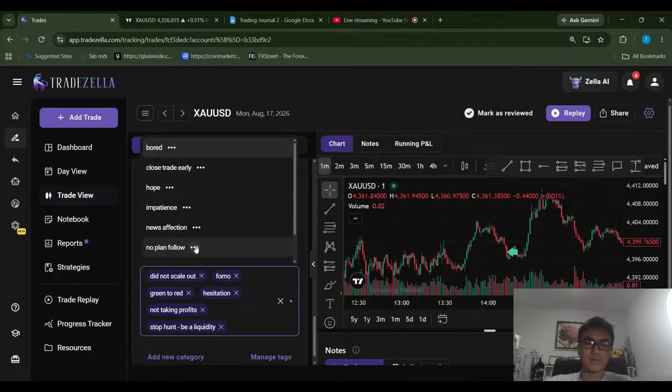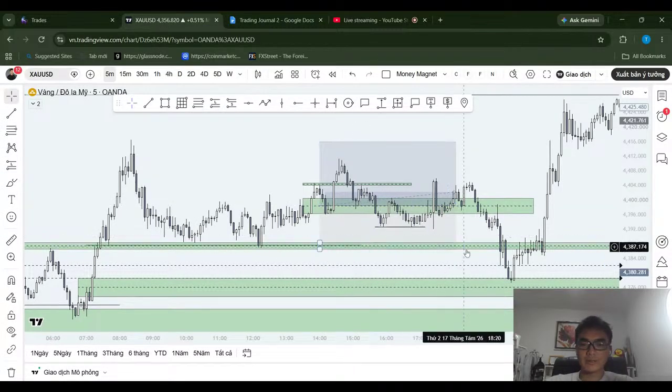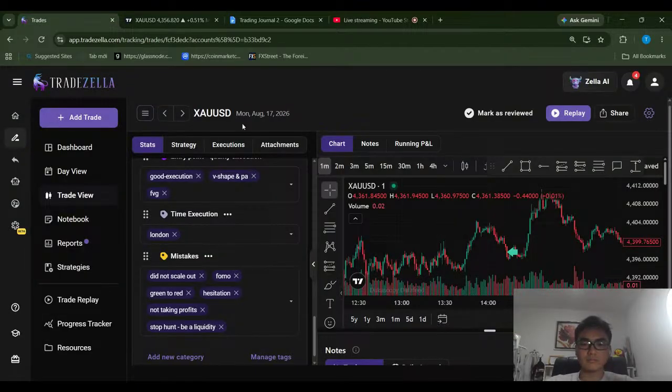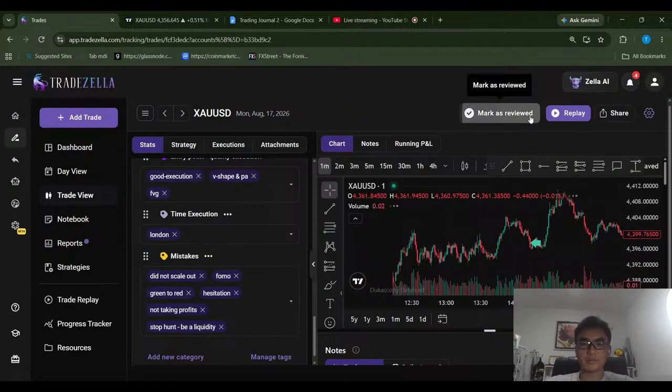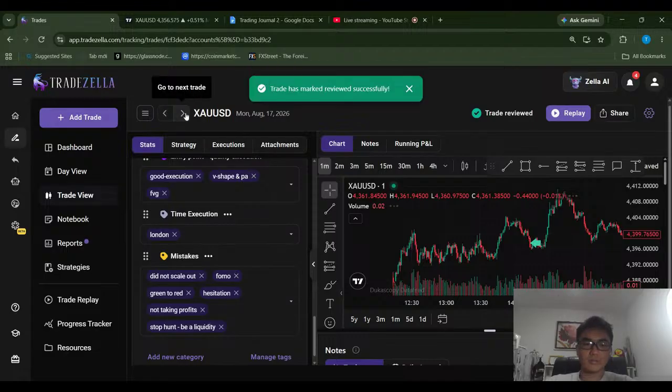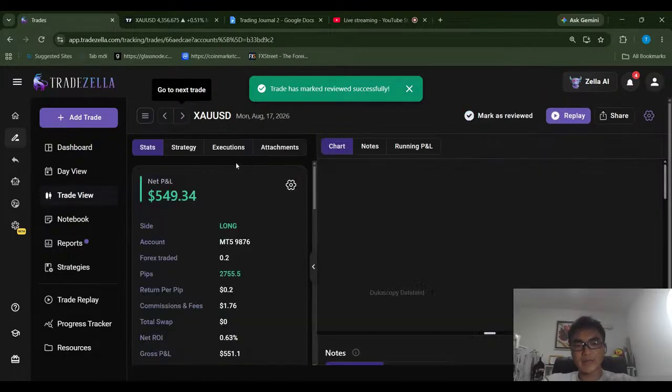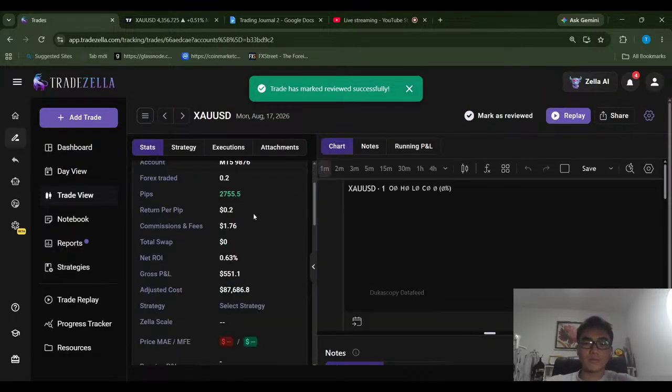Stop hunt, build liquidity. Why? The trade just stopped myself out and then ran. So, market review. Move on to the next trade, the same trade, but I win.